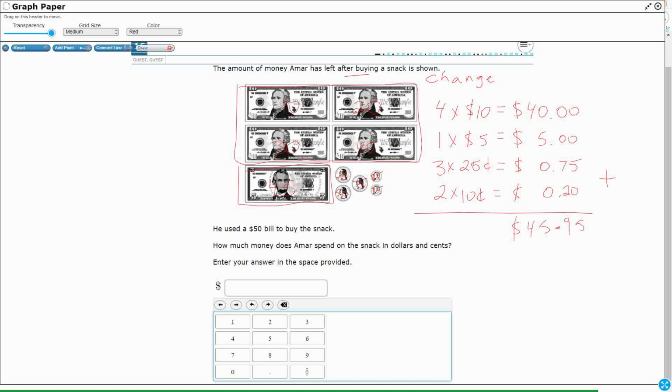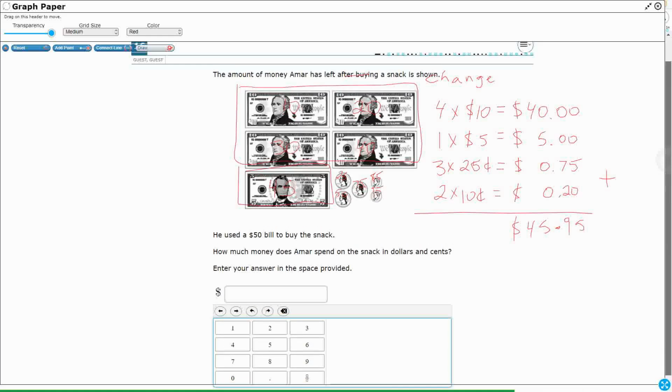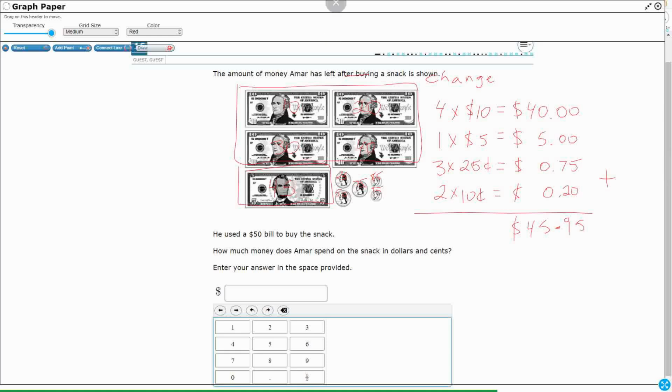All right, so I've got $45.95, and if I type that in, I'm going to get the wrong answer, because look at the rest of this problem. This is the amount of money that Amar has left after buying something. Okay, so this is his change. That's the change. He paid $50 to buy the snack.